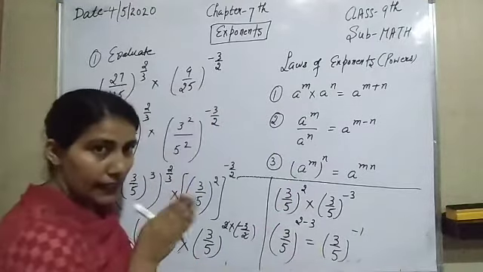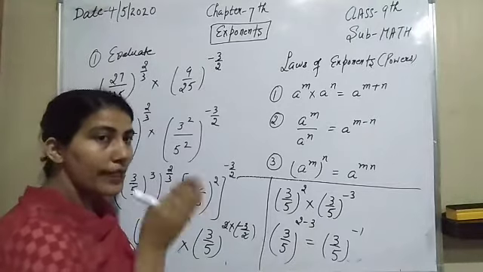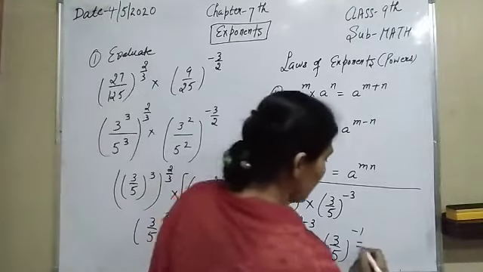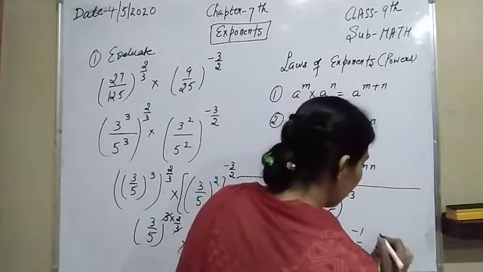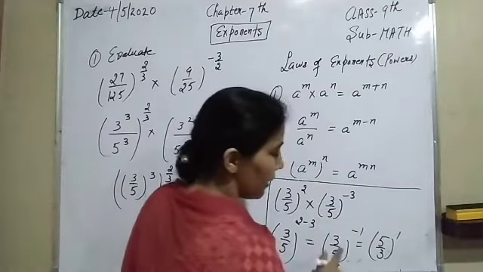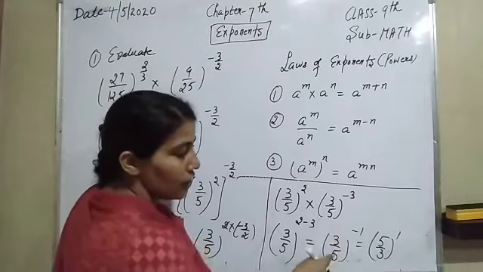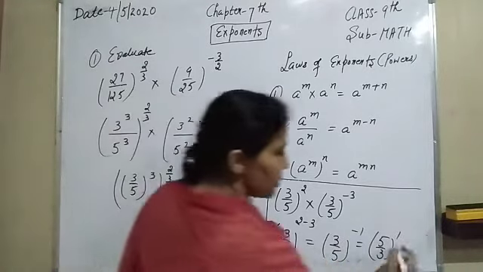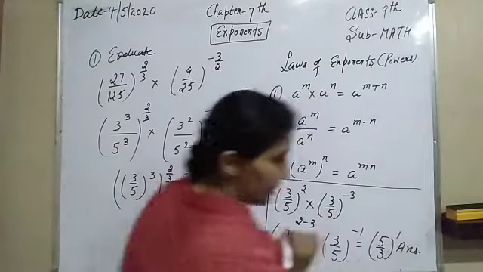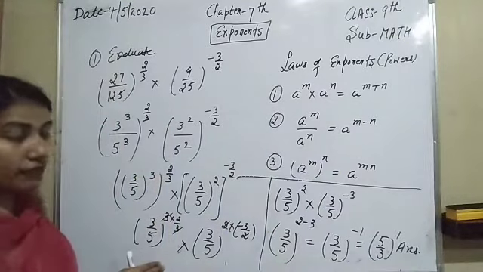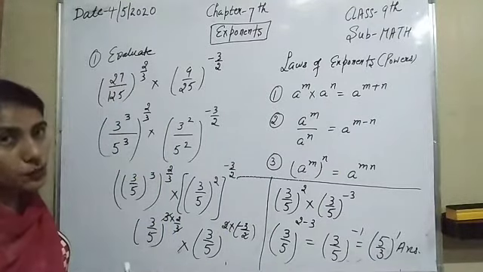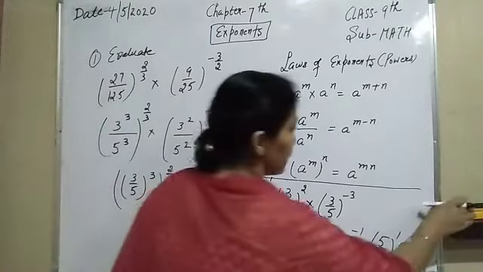Whenever the power is negative, you have to make it positive by taking its reciprocal. So the answer is 5 by 3 with positive power 1. We have to take its reciprocal whenever the power is negative. So 5 by 3, which is our required answer. Hope that you have understood the way I have solved all these exponents. Now come to the next question of this worksheet.